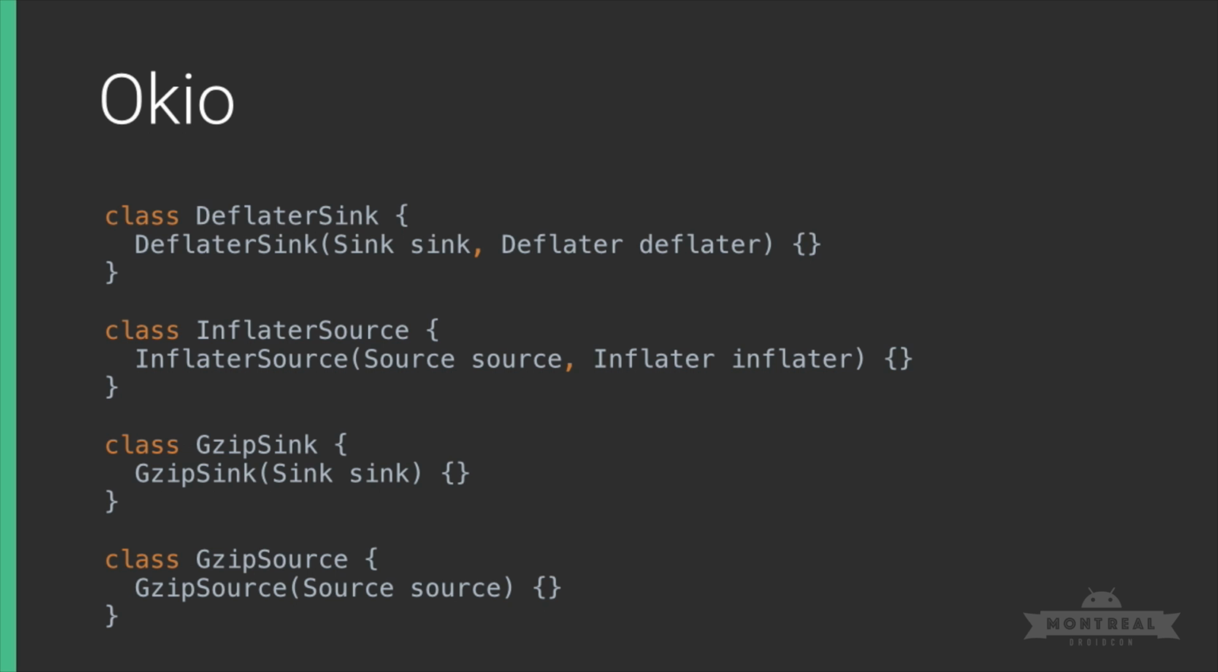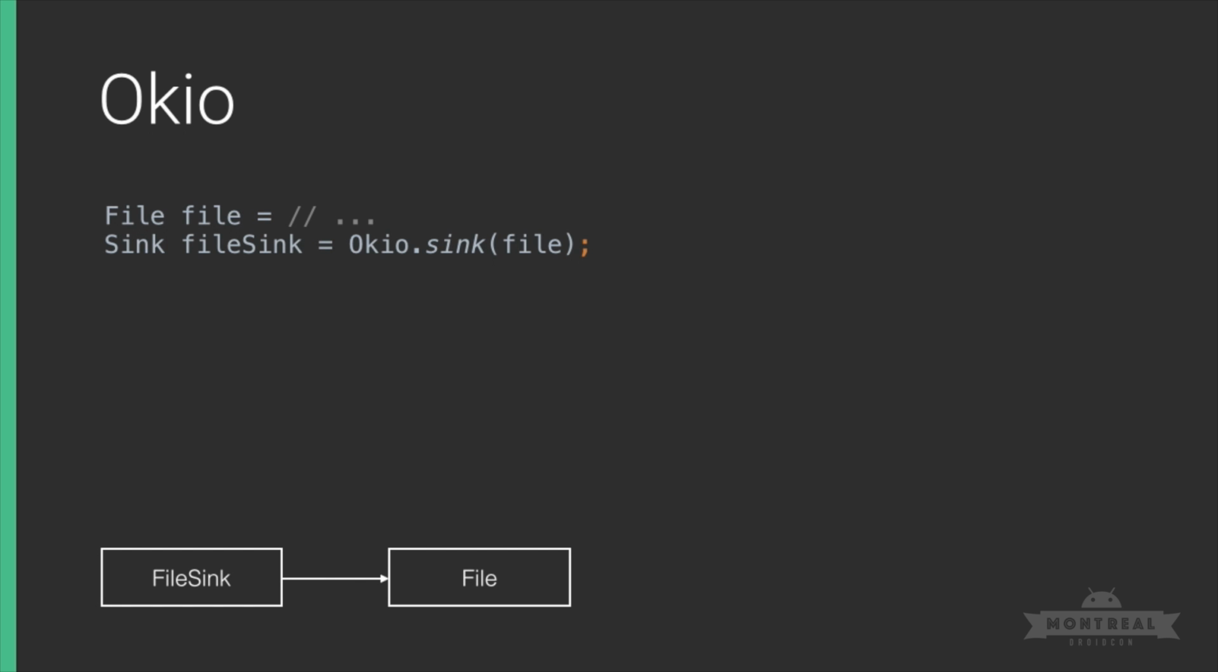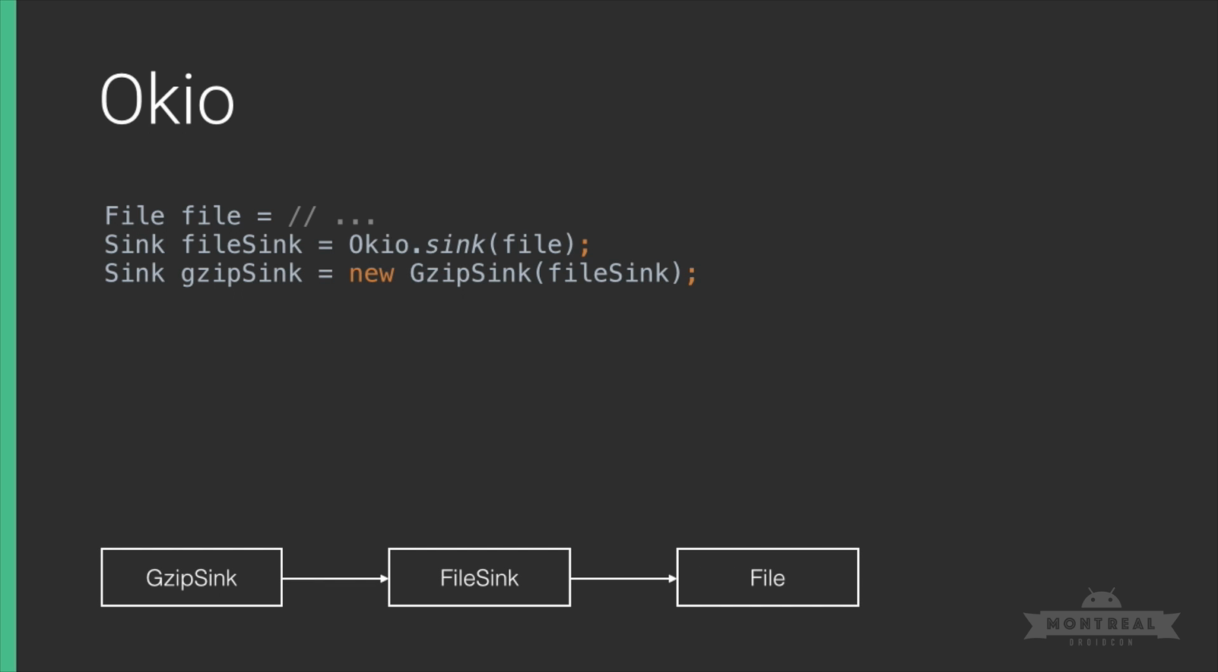So let's take a look at a quick example of something that uses this. So we have a file, an arbitrary file. We're going to use our static factory method, and we're going to turn this into a sink, because we're going to write data into it. We wrap that in our gzip sink. So this means that any data that gets written into this sink is going to be gzipped and then written into the sink for the file.